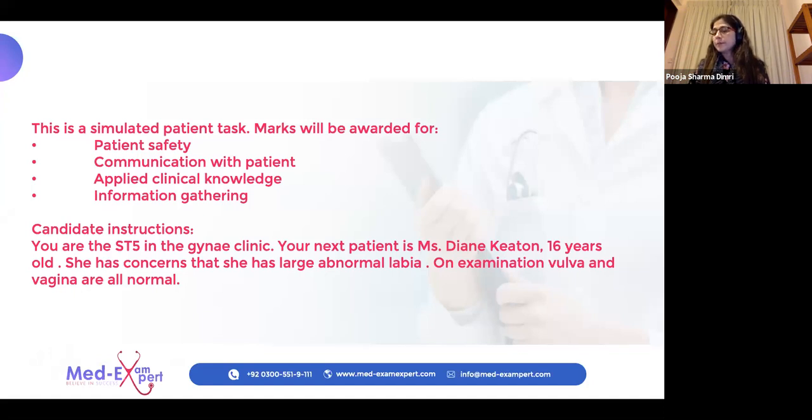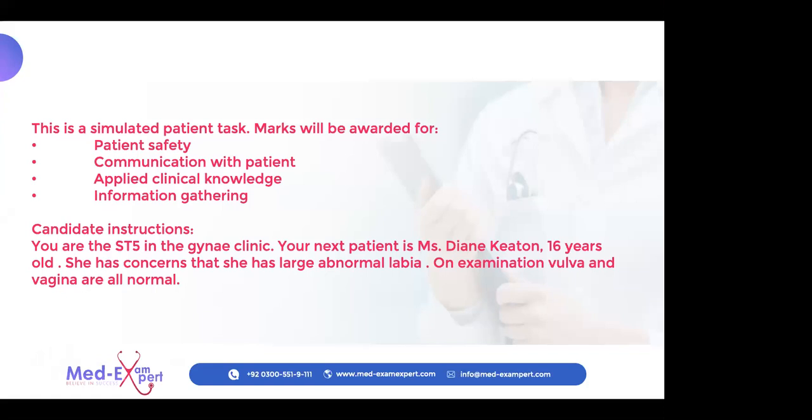Okay? One more question. In patient safety, one of the points is whether she is sexually active. And if she says yes, then we ask about sexual abuse. But if she says no, then what other safety points do we have to ask about?